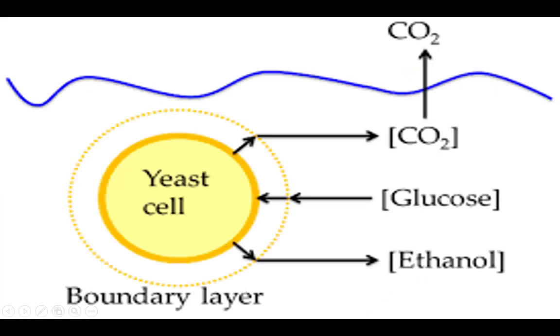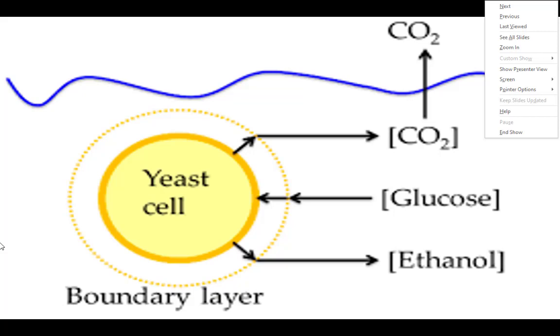Again, look, the glucose is entering the yeast cell, and this yeast cell is converting this glucose into ethanol and carbon dioxide. Yeast cell is converting this entering glucose molecule into ethanol and carbon dioxide. This is again fermentation.